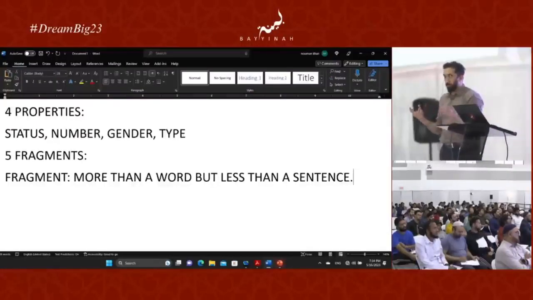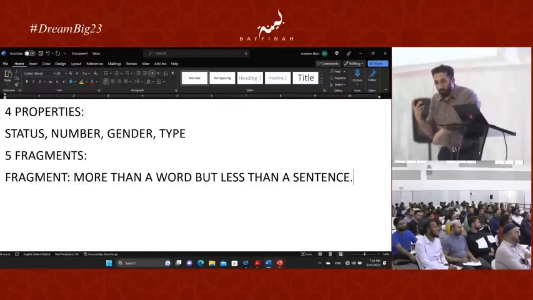I don't know, you guys, this is an English problem now. I can come back for a 10-day English program. Is the messenger of Allah a sentence or a fragment?